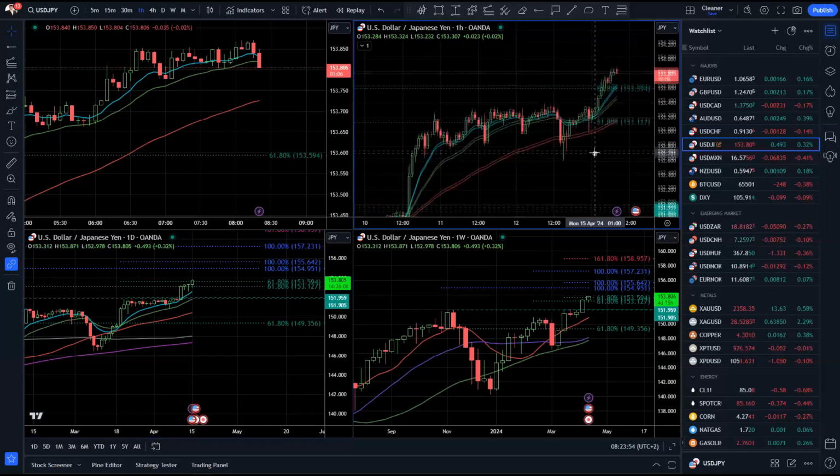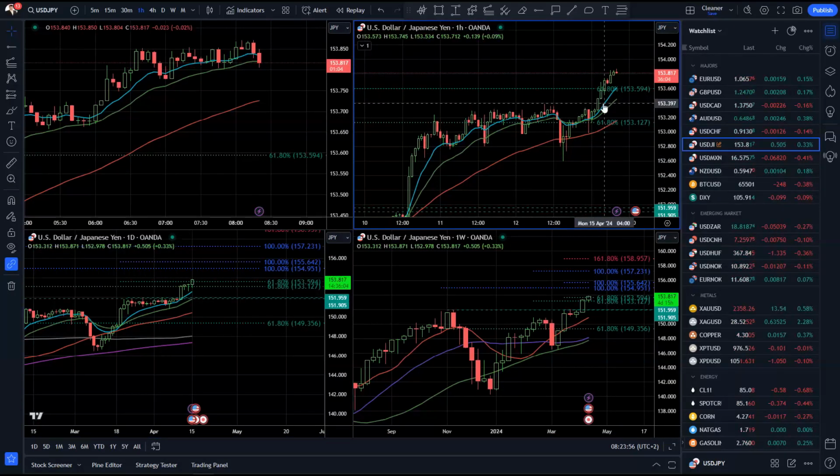You can see the lower time frames, like hourly, also had a rebreak of the consolidation. So short-term speaking, there is plenty of space for the USD yen to go higher.